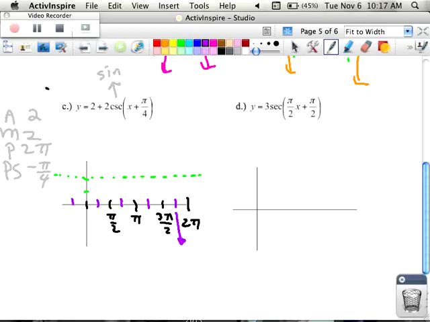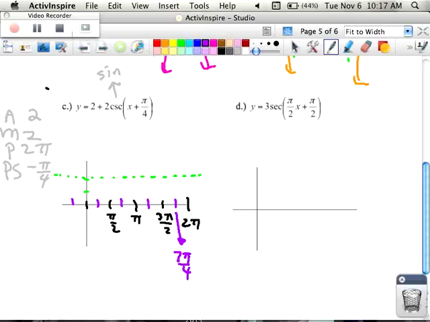What is the location of that purple mark? I'll give you a hint. It's pi over 4 to the left of 2 pi. It is not 3 pi over 4, which is to the left of pi. Who knows? Adam. It's 7 pi over 4. That is correct. 7 pi over 4.